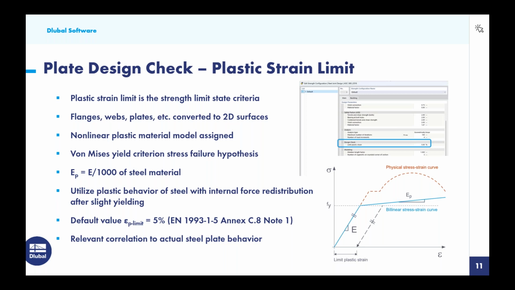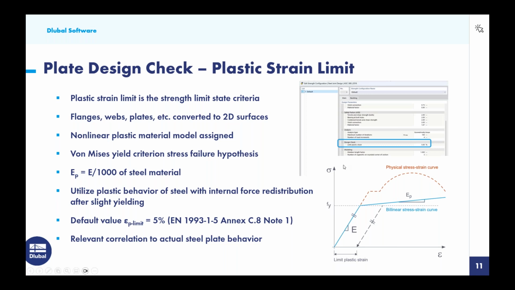We are going to check the plastic strain limit. And for our plates, this is relevant for our flanges, our webs, any of the gusset plates we've defined, haunches, and so on. Because remember, in the submodel, these are converted to 2D surfaces. Now, we probably have initially defined these as linear elastic materials, but again, in that submodel, they're automatically converted to nonlinear plastic materials. With this material model, we will apply the von Mises yield criterion stress failure hypothesis.